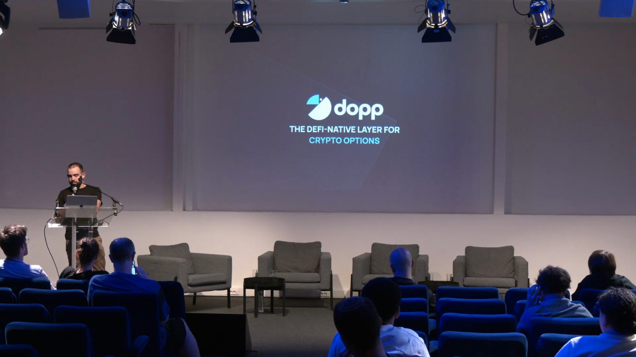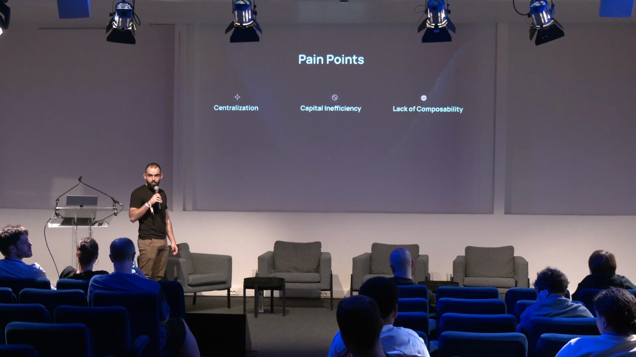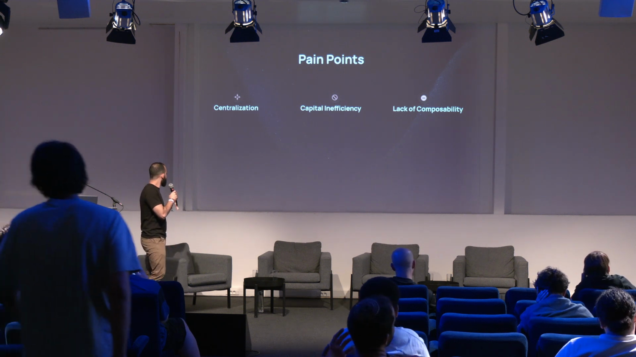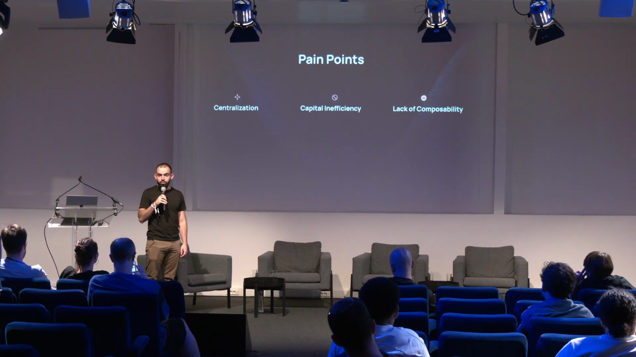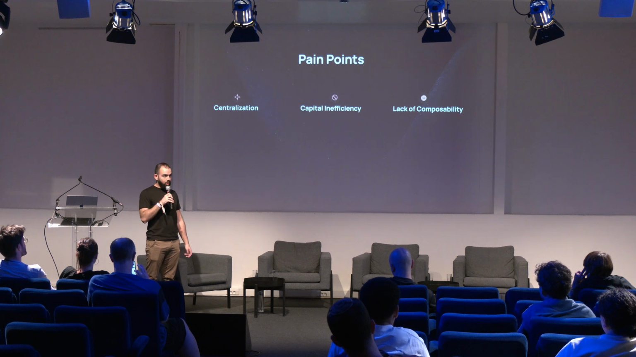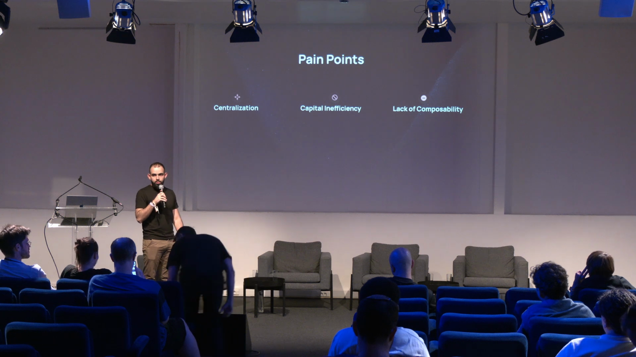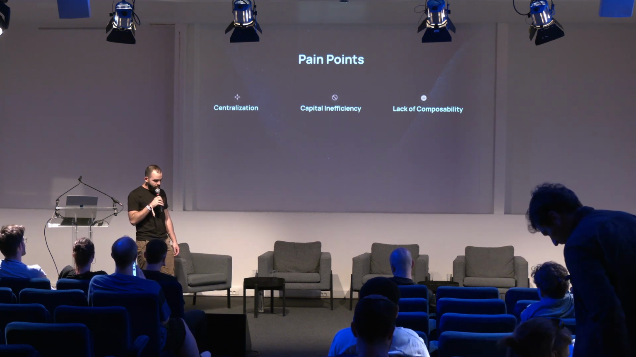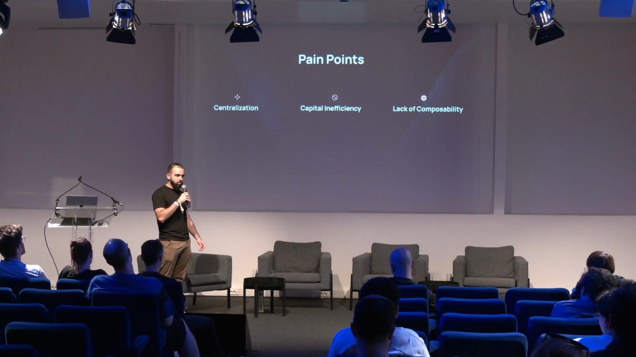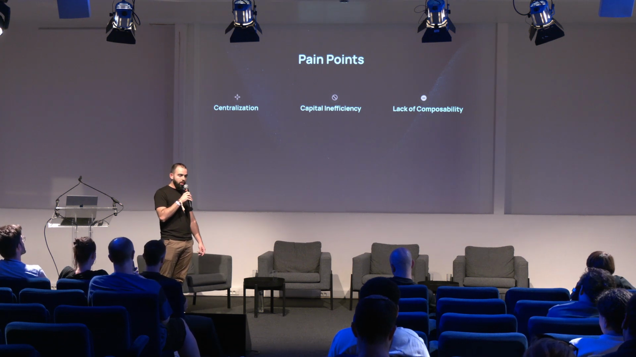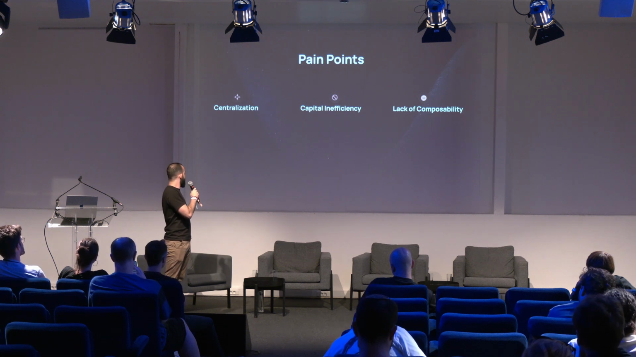And it's here to tackle three main points that we have seen in the options space in DeFi and blockchain in general. First of all, centralization. More than 90% of the market share of options are in Deribit. So we all know the problems of having only one actor, even if it's centralized, but having only one centralized actor that has more than 90% of vital markets for all the blockchain.